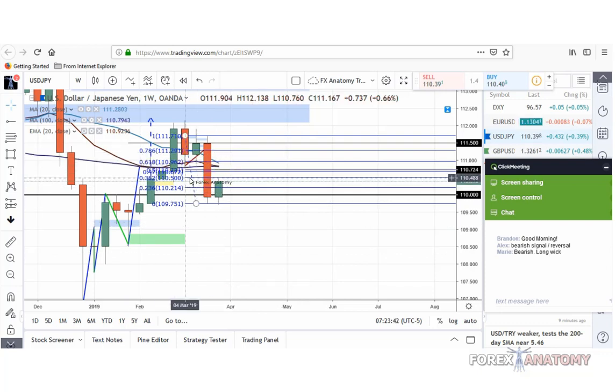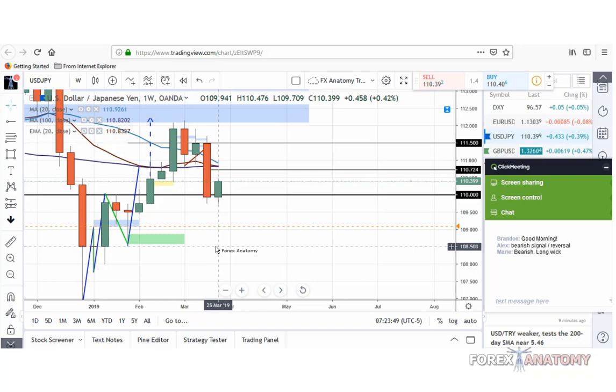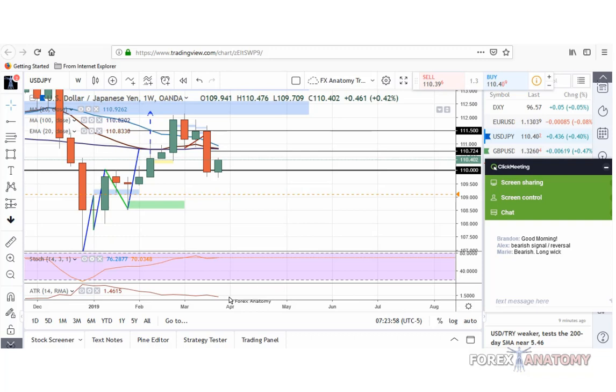But let me just delete this right quick. I'm just sharing you some Forex anatomy secrets here. But right around here is where we could potentially see price retrace and push up to. Also, one thing I want to do, okay. Yeah, so we've got the stochastics here.